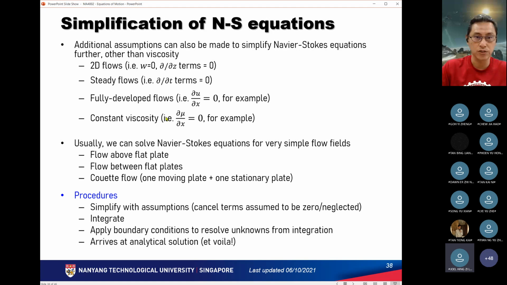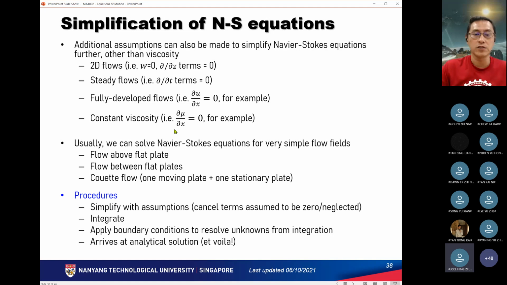We can also assume the flows are fully developed. A fully developed flow means that the velocity profile does not vary in space. So for example, that means I can set, let's say, ∂u/∂x equals 0, if the velocity u does not vary as we move to different x locations. That's another simplification that we can make.